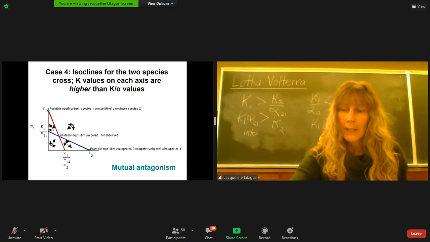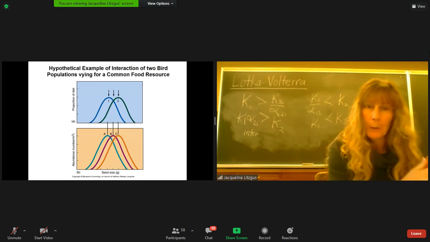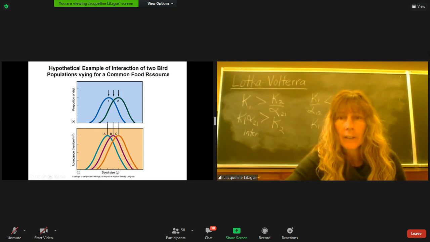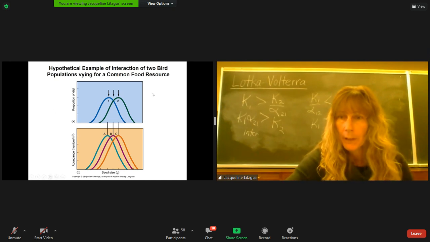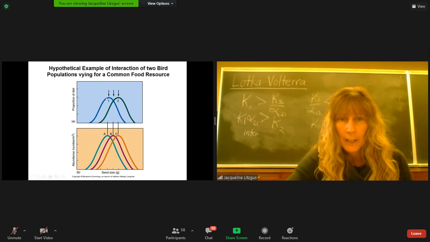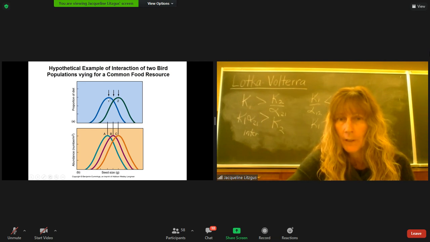Okay, so we had a question about a more realistic example. So here we go. This is from the Smith textbook. This is a hypothetical interaction of two species of birds that are eating seeds. For bird species one, this is the size of seed they like to eat, and so their diet is mostly comprised of this smaller seed size. For species two, most of their diet is comprised of this little bit bigger seed size.